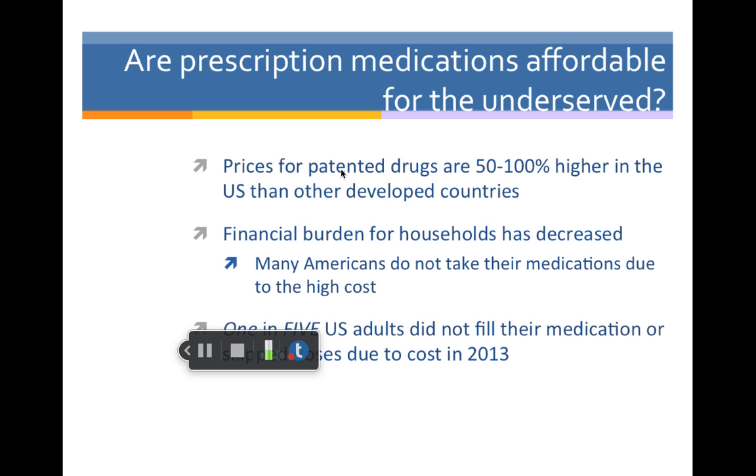So how affordable are prescription medications for our underserved patient populations? In general, prices for patented drugs, so that includes both brand and generic medications, are 50 to 100% higher in the United States than other developed countries. For example, we're about 50 to 60% higher than France for our medication cost, and then we're actually double the cost of medications compared to the United Kingdom and compared to Australia as well.